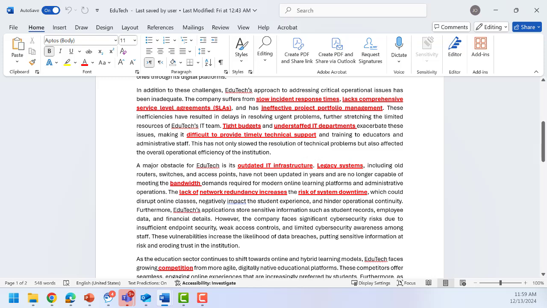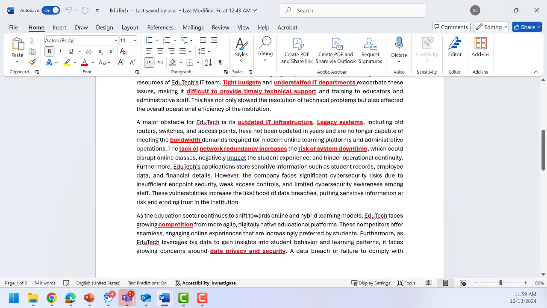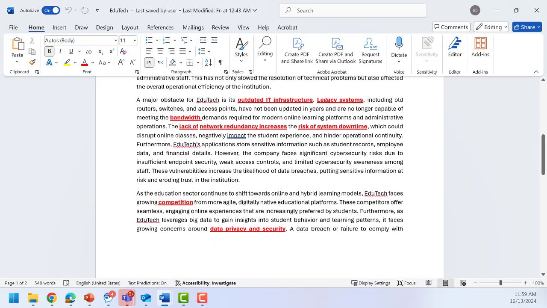Legacy systems, weaknesses. Bandwidth, lack of network redundancy, definitely. Then here, competition from more agile, digitally native educational platforms, so that's definitely a threat from outside. Data security is also one because of the data being used. So go through the text, go through, for example, the slide that I gave out, and see if there's anything that you can get from that.